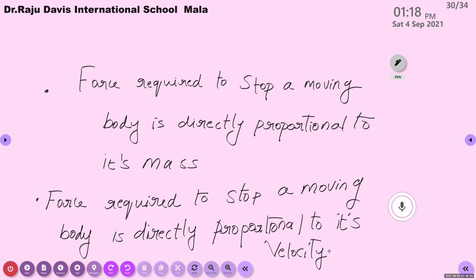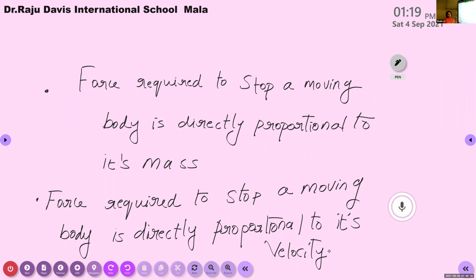So from the first figure, we drew the conclusion that the force required to stop a moving body is directly proportional to its mass. The greater the mass, the greater the force we need to apply to that moving object in order to stop it. From the second figure, we drew the conclusion that the greater the velocity, the greater the force needed to stop its motion.